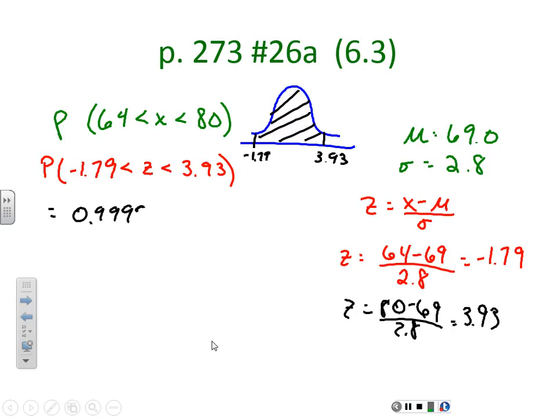Well, now I'm looking at the areas. I was taking the z-scores to get my area to the left, or the area between, which is 0.9632. So the probability that a man is between 64 inches and 80 inches tall is 96.32%. A little over 96% of men fall between 64 and 80 inches tall.